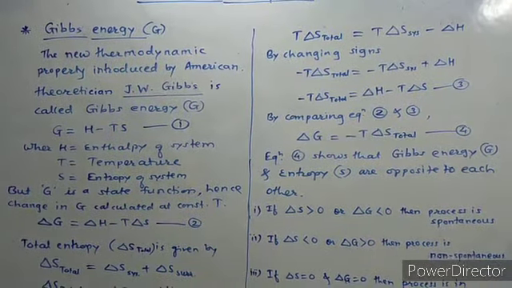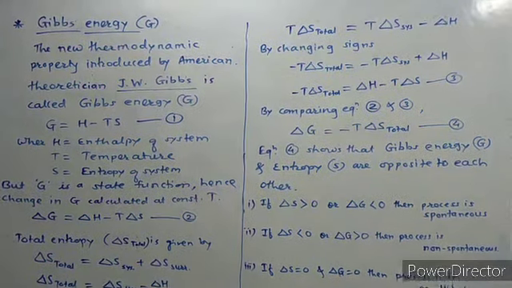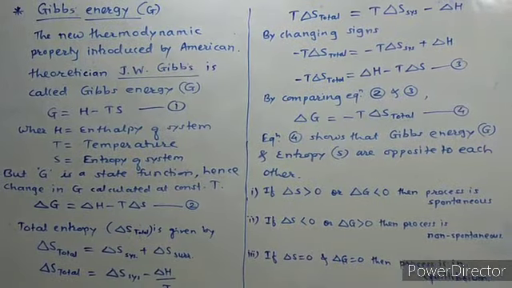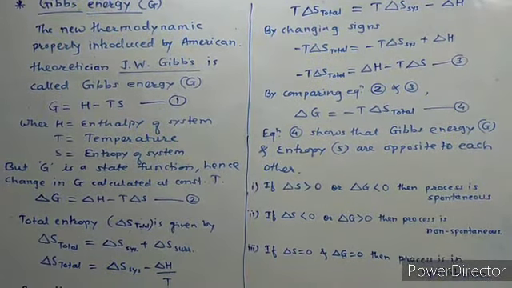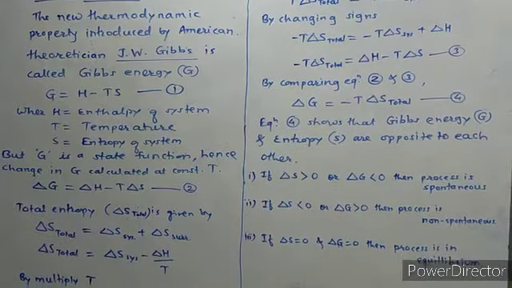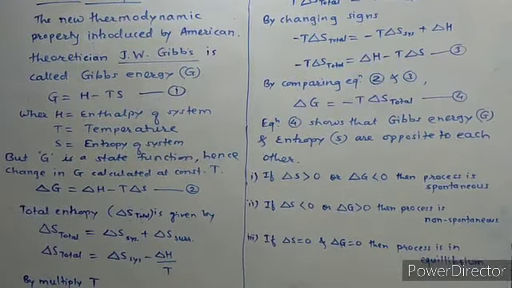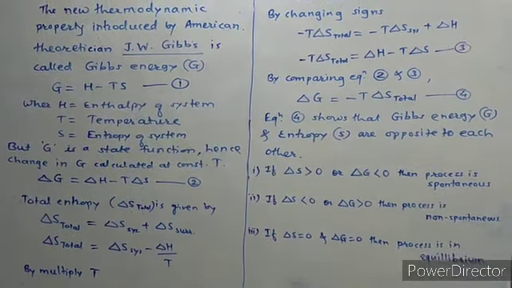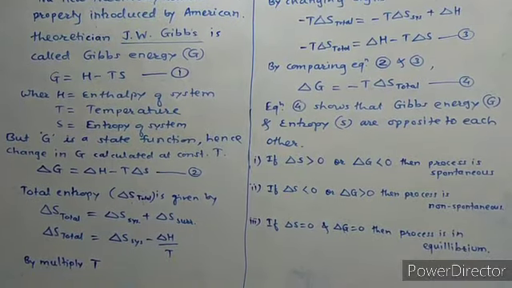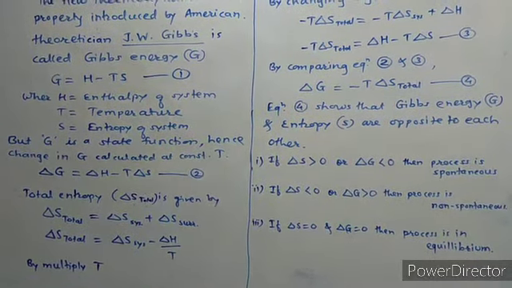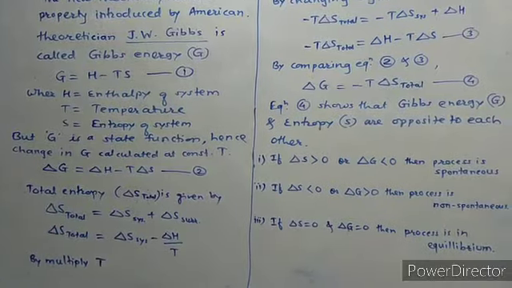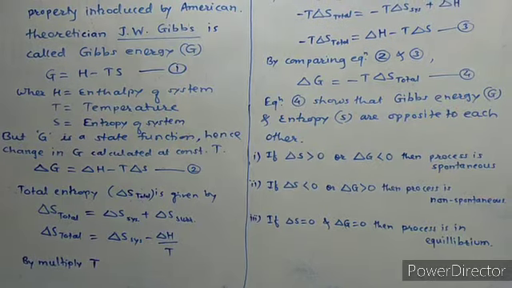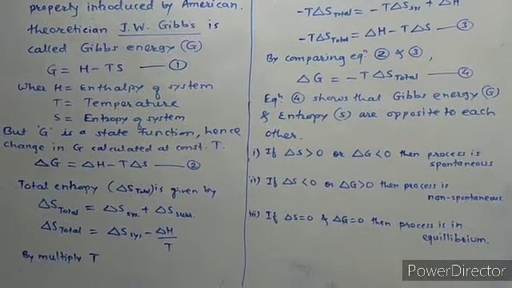Gibbs energy is a state function, dependent upon the initial state and the final state. Hence change in Gibbs energy is calculated at constant temperature. Now see equation 1 becomes delta G equal to delta H minus T delta S. But previously we have seen that total entropy of the system is given by delta S total equal to delta S system plus delta S surroundings. This equation also becomes delta S total equal to delta S system minus delta H upon T.